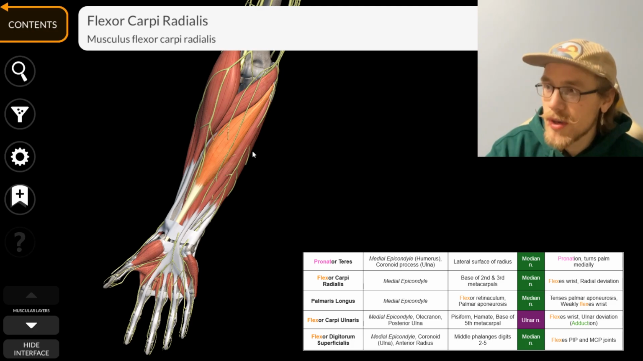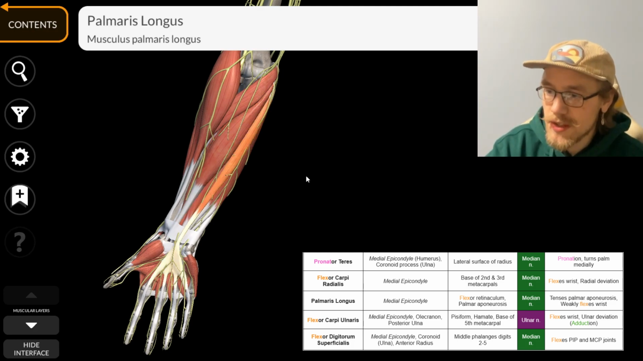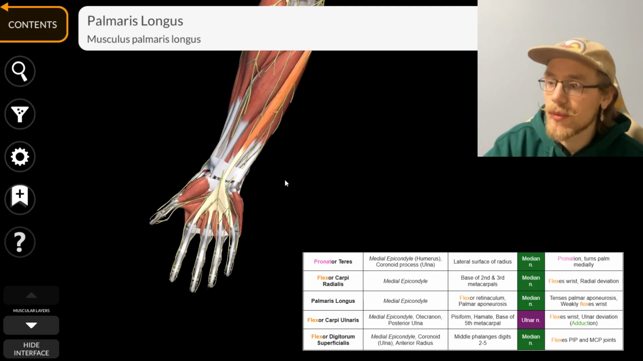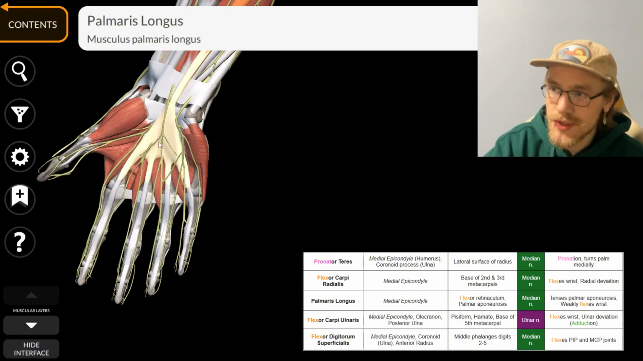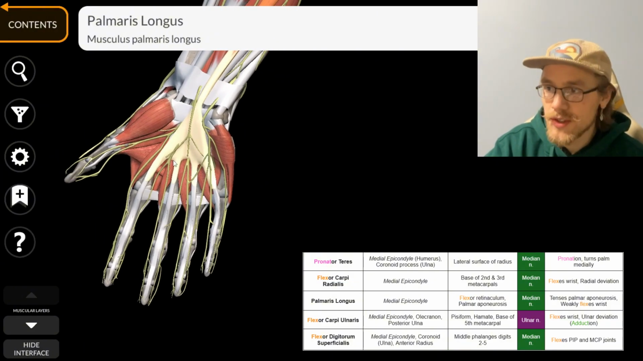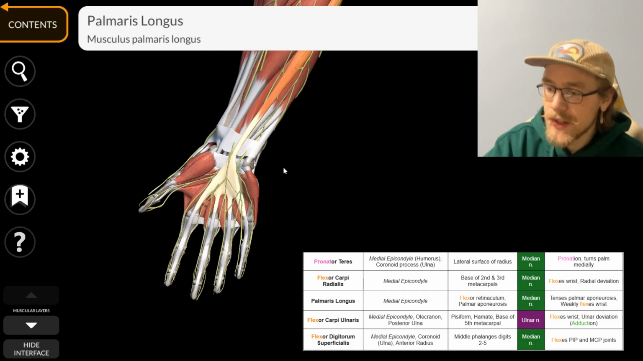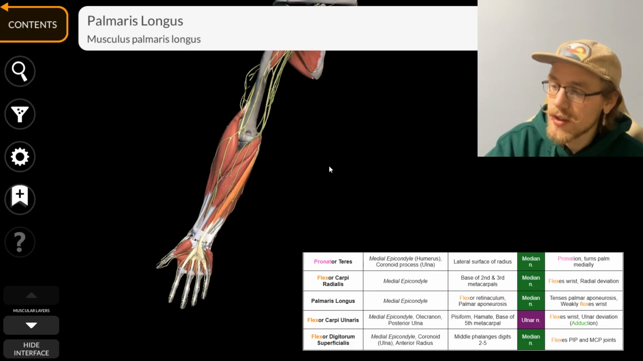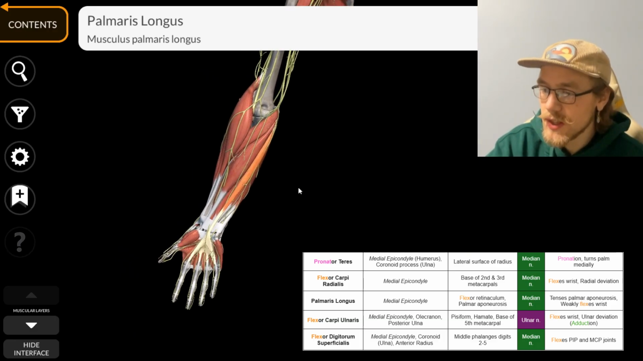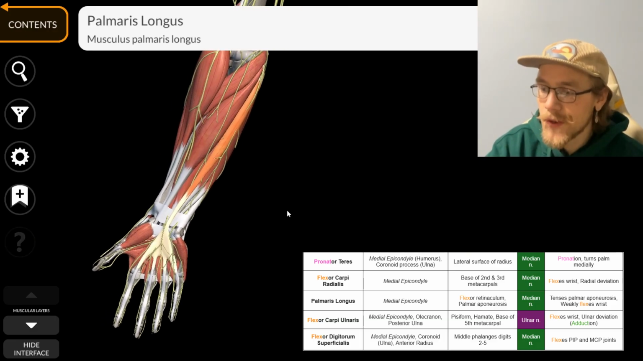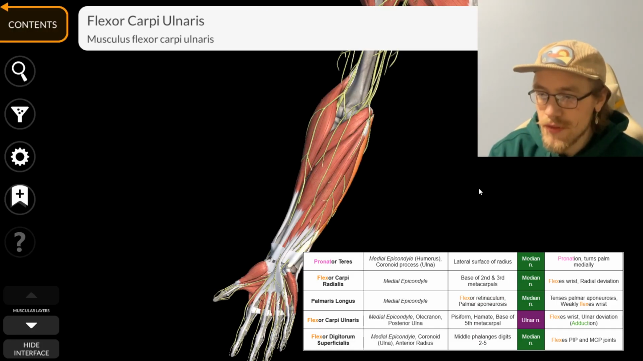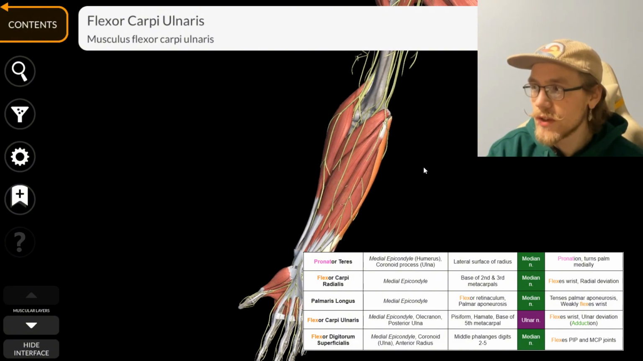Moving on to the palmaris longus, that's going to be the next one in line. That's going to come from the medial epicondyle. It's going to go into the flexor retinaculum and the palmar aponeurosis. So all of this stuff here is where that's going to go. And that's going to flex the wrist as well. Nope, just kidding. Yeah, it's going to weakly flex the wrist, but mainly it's going to tense your palmar aponeurosis.